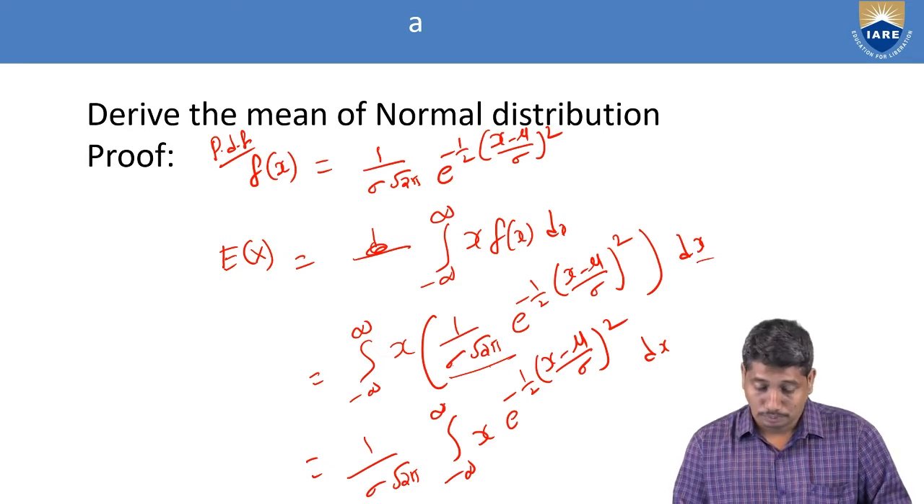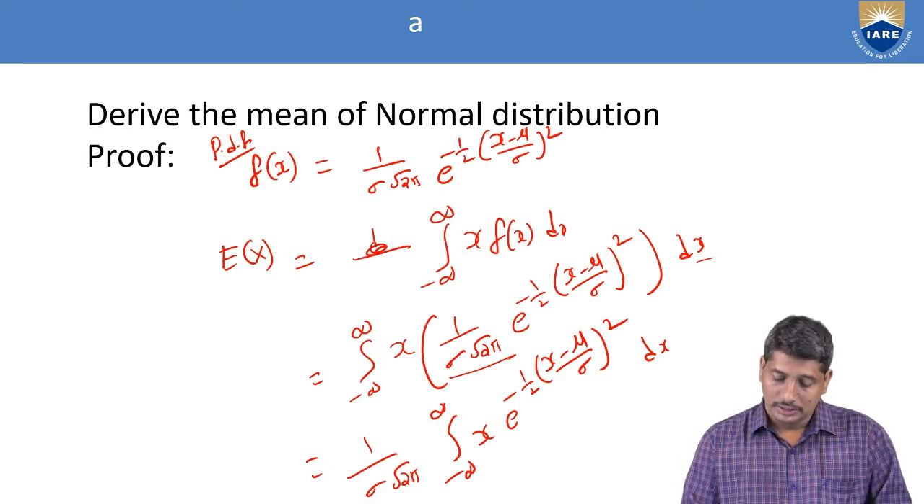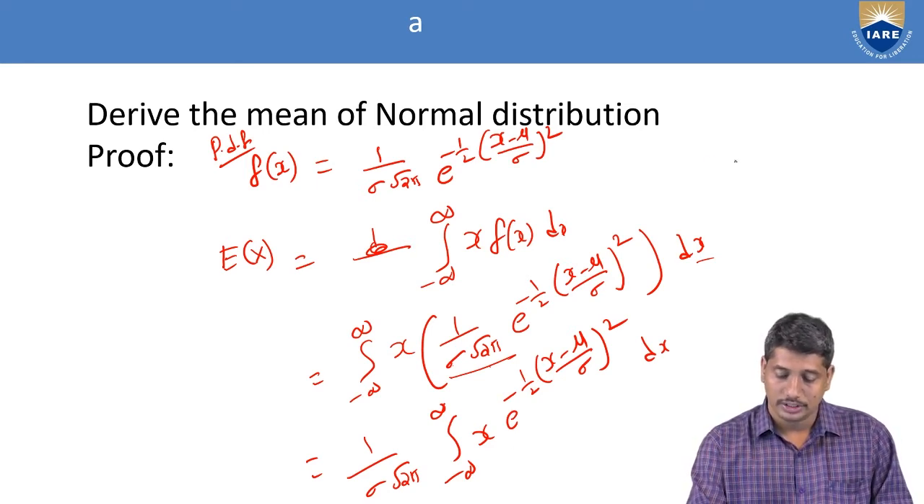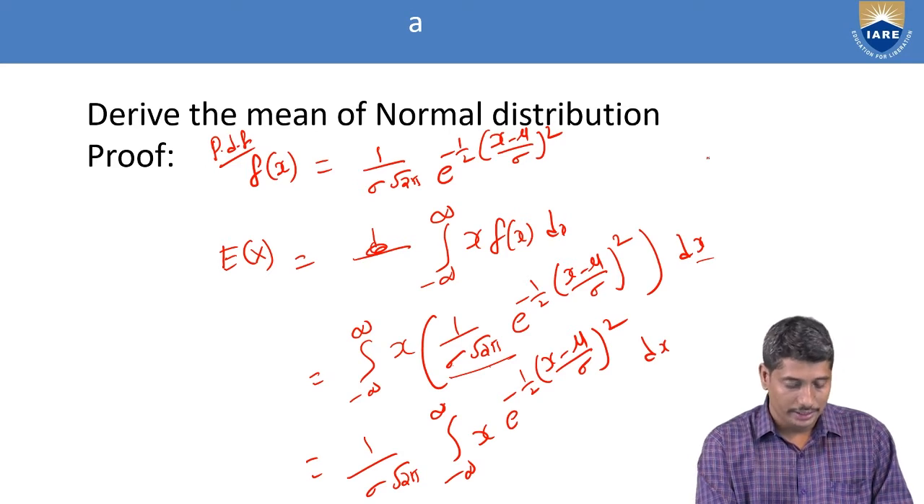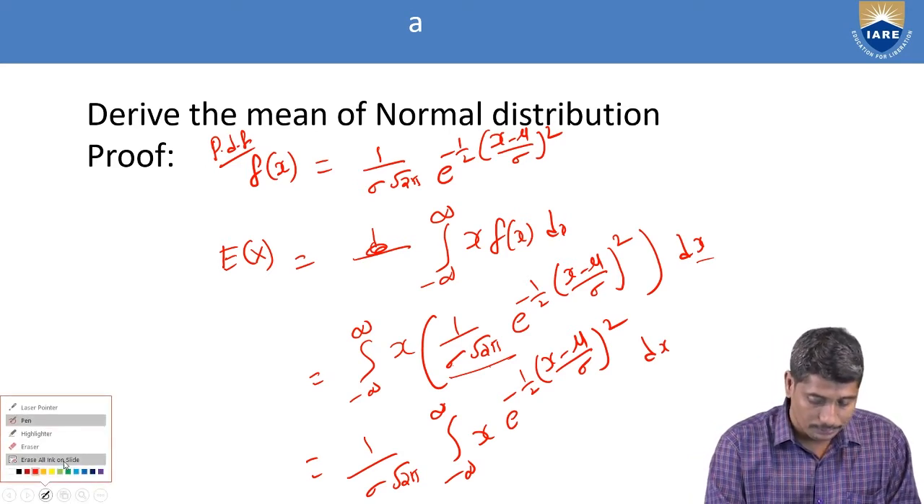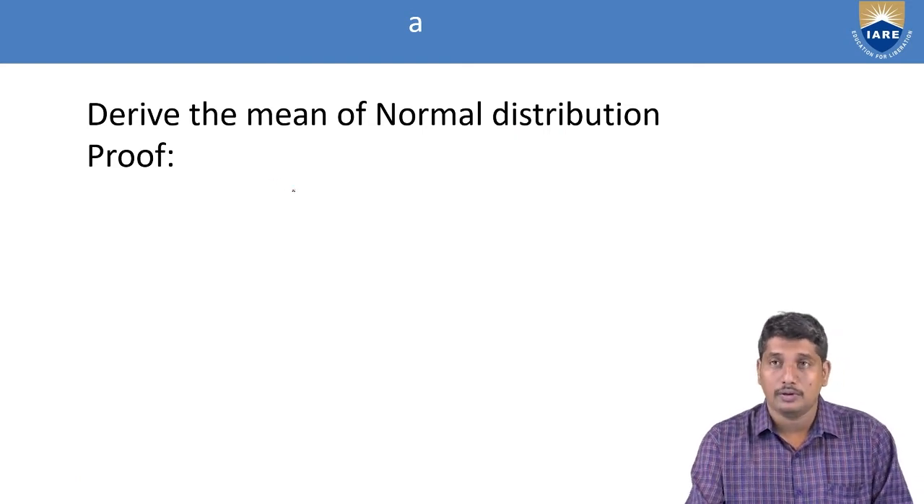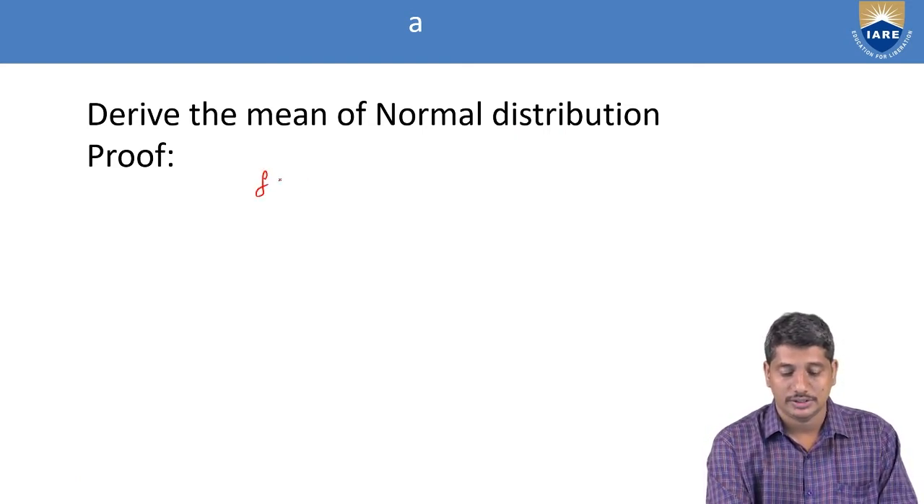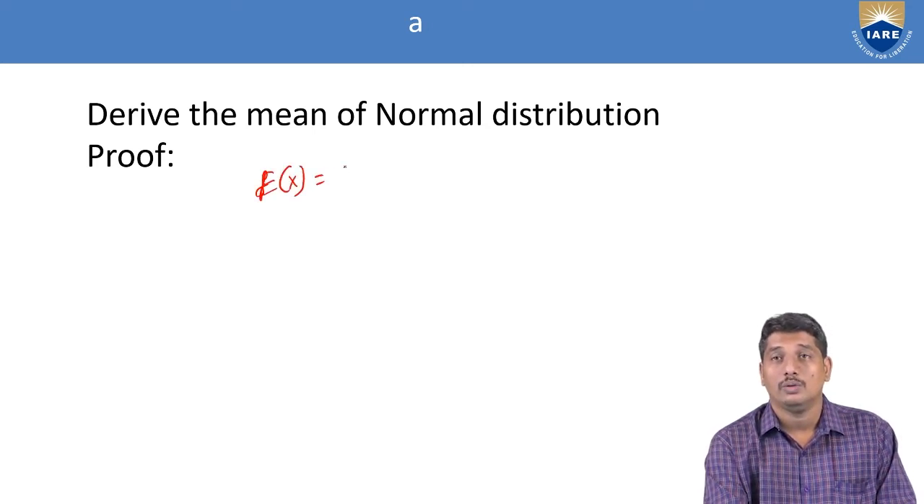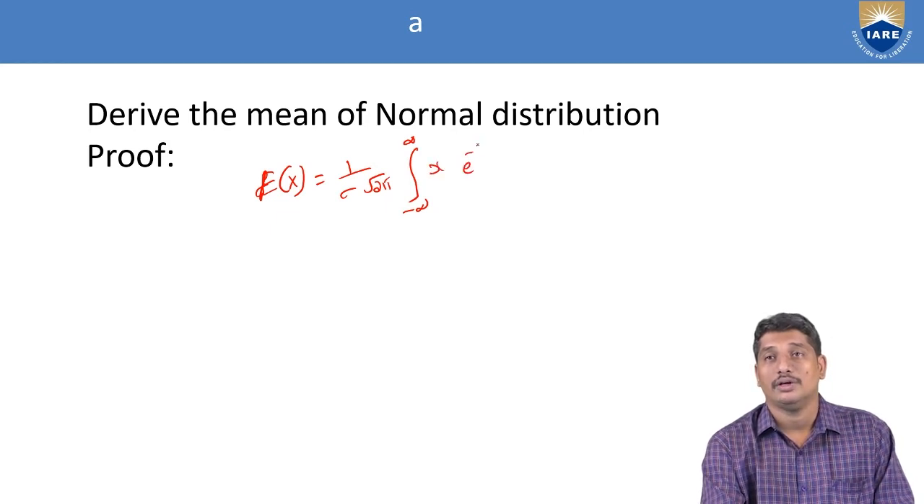Okay, now let us try to substitute. One minute, I'll rewrite it more clearly. So we have arrived at this situation. E of x is equal to 1 by sigma root 2 pi times the integral from minus infinity to infinity of x e power minus 1 by 2 times (x minus mu by sigma) whole square dx.